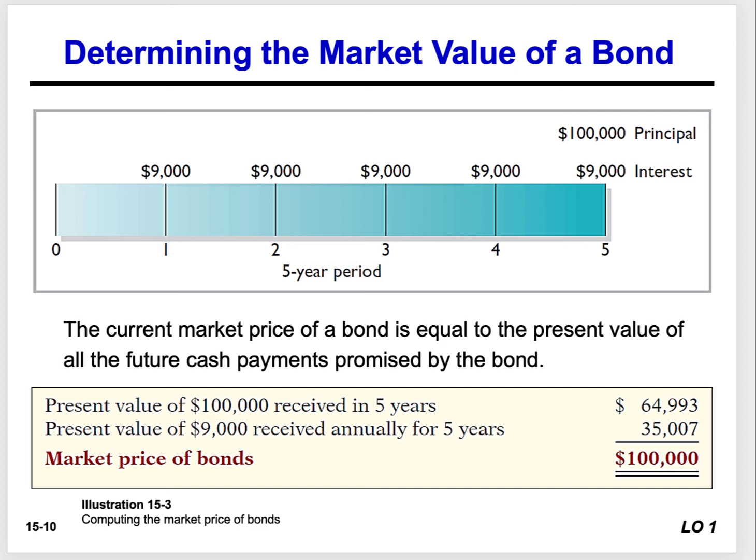Well, it's $64,993. I bring that one payment of $100,000 back 5 years at a 9% interest rate, okay? So in theory, if you were able to find another investment, not the bond, something else, that is going to pay you 9% interest, today if you invest $64,993 at 9% per year for 5 years, at the end of those 5 years, you're going to have $100,000. Okay, that's really what this is saying.